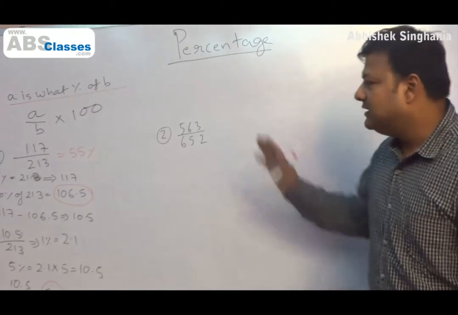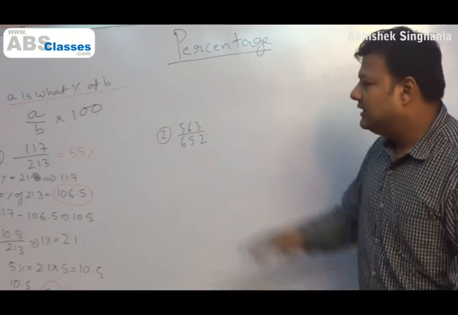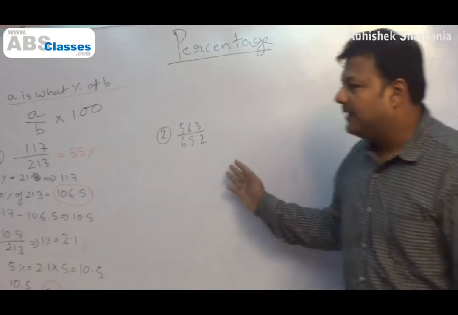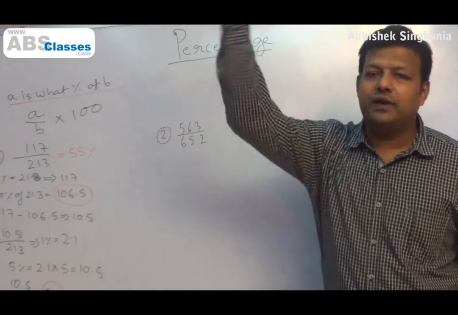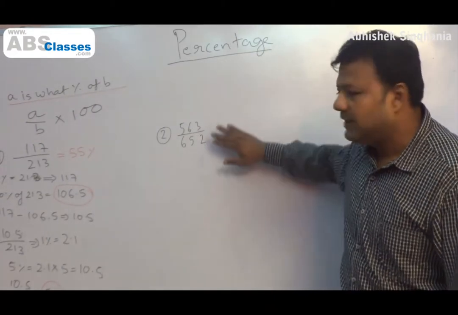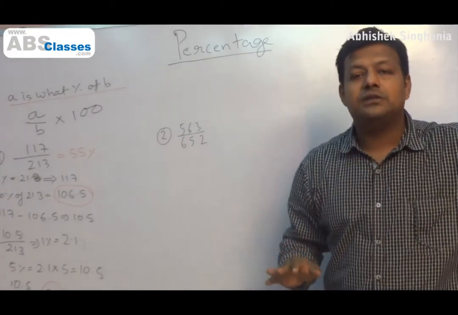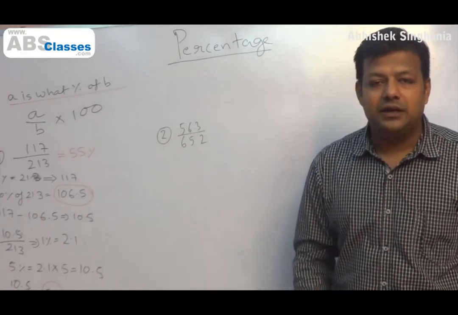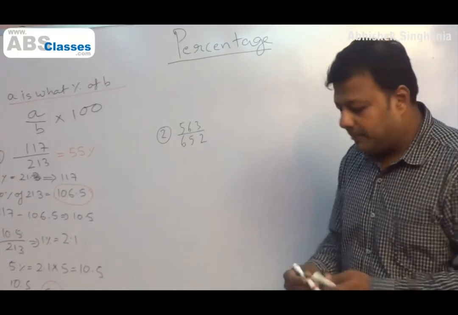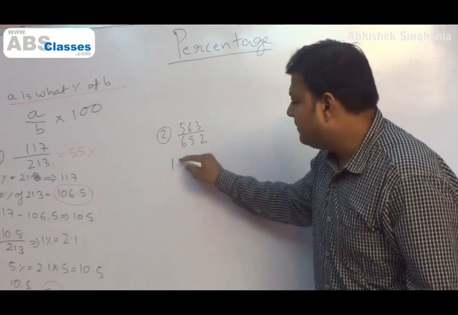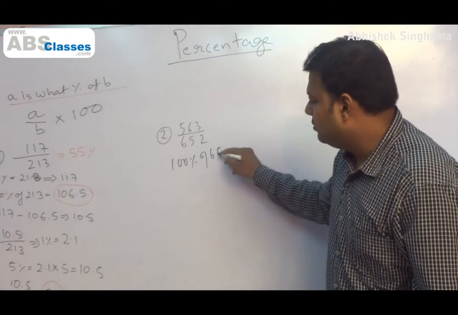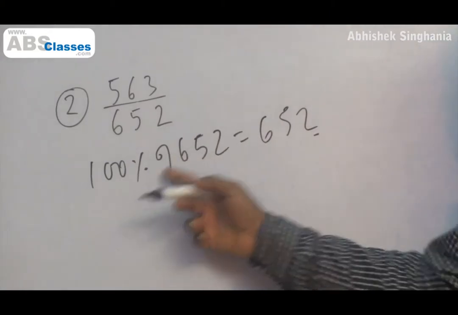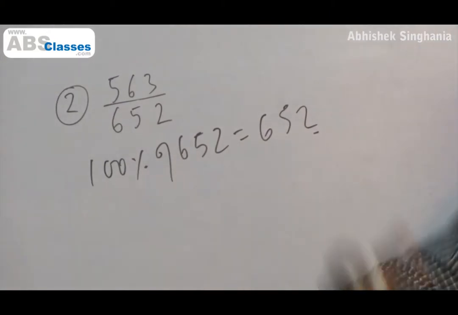Alright? So when you look at these numbers, I'm sure all of you get a feeling that the numerator in this case is very close to the denominator. It's not like the previous numbers where the numerator was far off from the denominator. So instead of starting from 0%, 10%, 20%, why not start from the denominator, that is 100%. 100% of 652 is 652 itself. So rather than starting at 10% of 652, why not start from 652 itself?